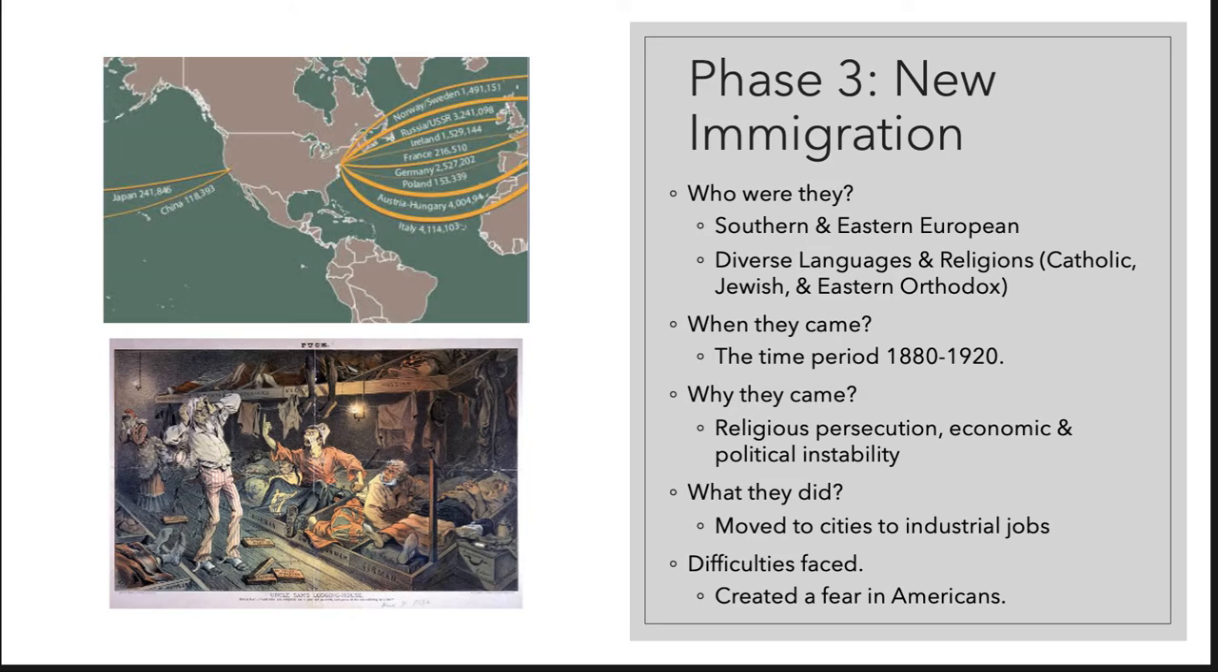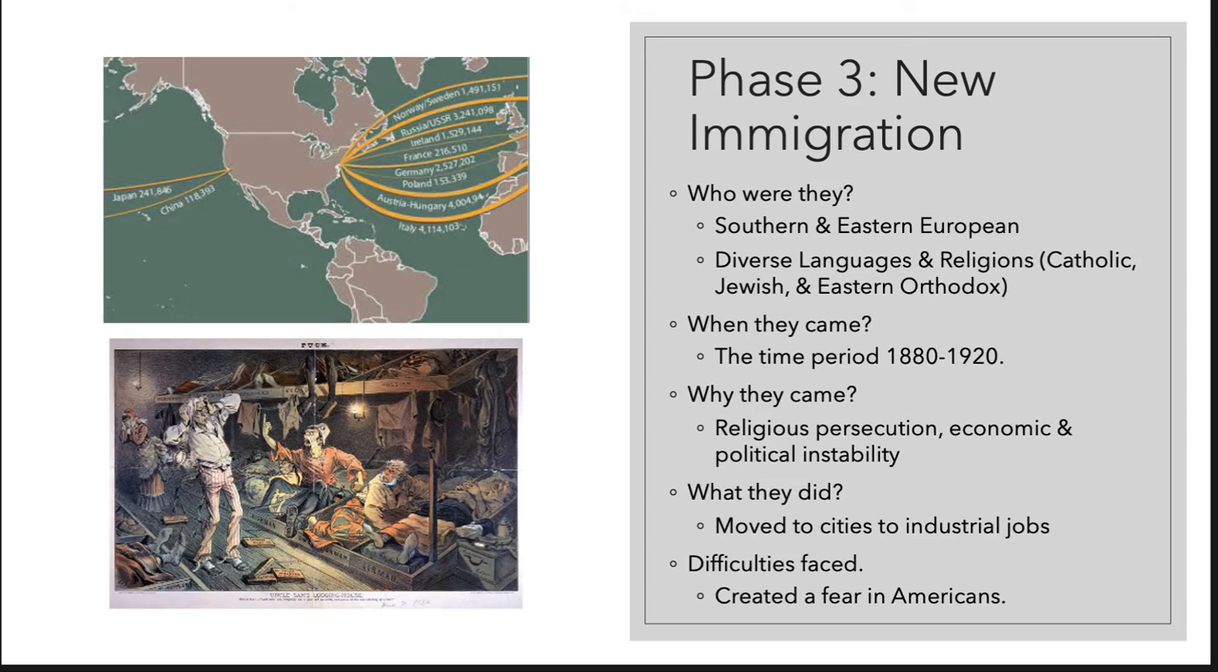This is an incredibly diverse group of immigrants coming to the United States, diverse in both language and religion. You're going to see languages that we do not understand, religions that we do not recognize coming in with this third phase of immigrants. Religions like Catholic, Jewish, Eastern Orthodox, something that we did not know of before. Remember, the WASPs, white, Anglo-Saxon, Protestant, that is not this group of people, okay? The time period that we're talking about here is going to be 1880 to 1920.